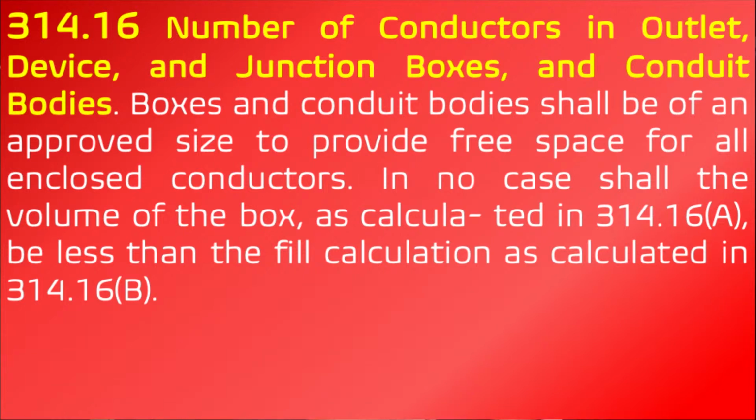And on this one, I hate to just read slides, but because this is code, we kind of need to just go through this. And so that's what I'll do. So 3.14.16 is the number of conductors in outlet, device, and junction boxes and conduit bodies. So what we're looking for here is the number of conductors that we can put in a box. That's what we're looking for.